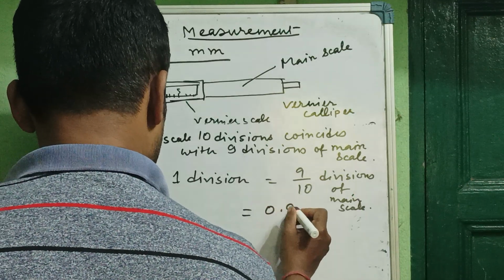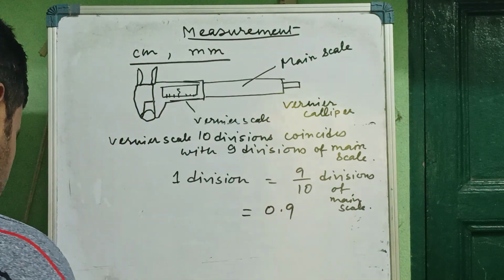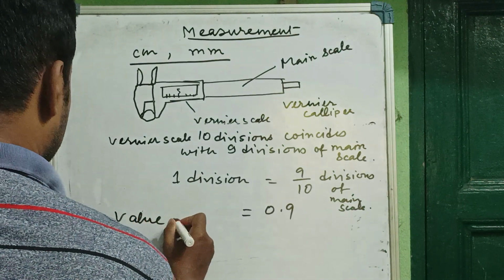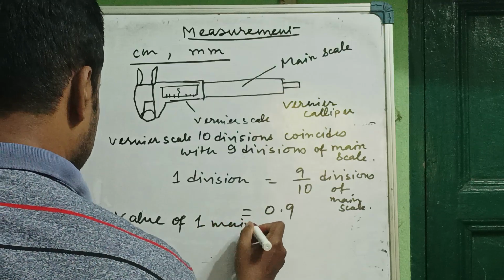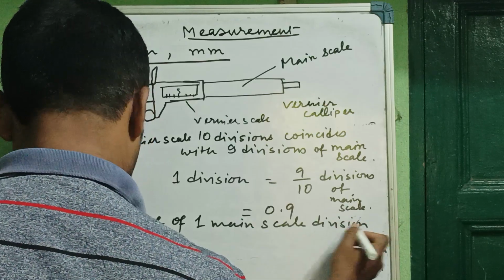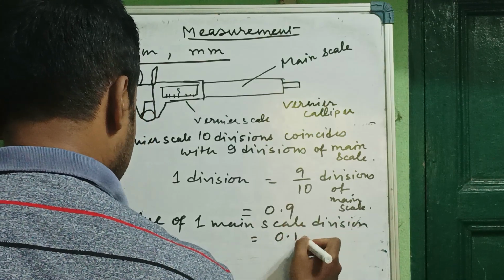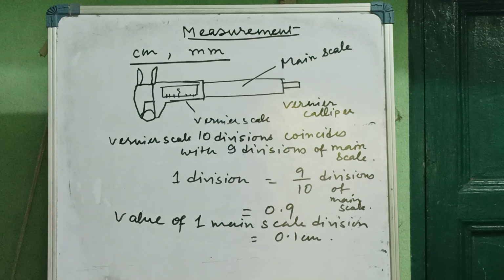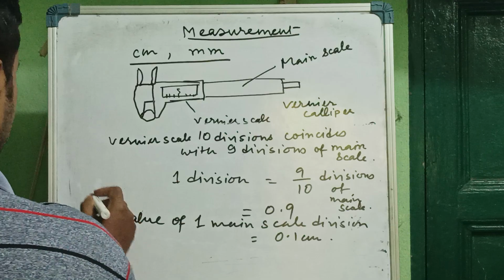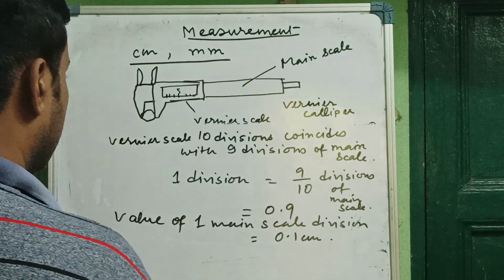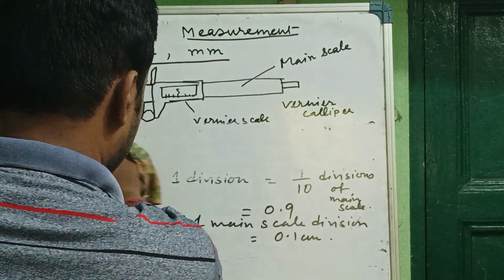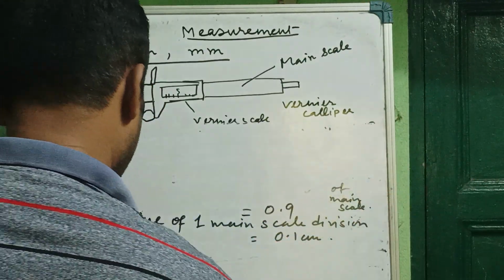We take 0.9 because 9 by 10 is 0.9. The value of one main scale division is 0.1 centimeter. Sorry, I rub these sentences to clear your view. The value of one main scale division is 0.1 centimeter.